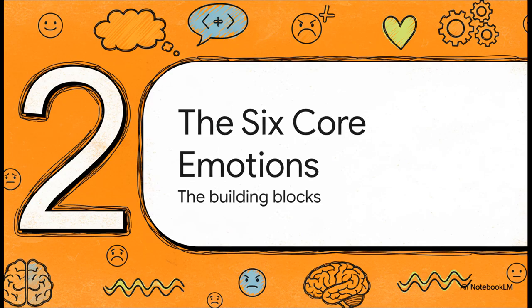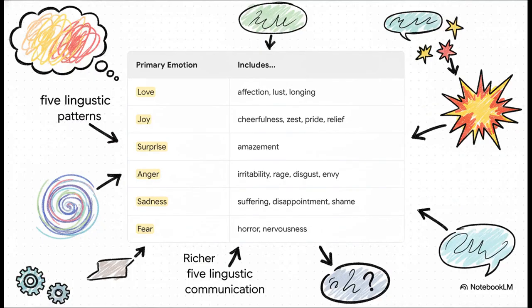All right, so let's get into the solution. This is the foundation of our entire new system. Forget about those random lists. We're going to organize every feeling we have around a core set of primary emotions. Think of these as the fundamental building blocks of our emotional language. And here they are. Our framework is built on just 6 primary emotions: love, joy, surprise, anger, sadness, and fear.